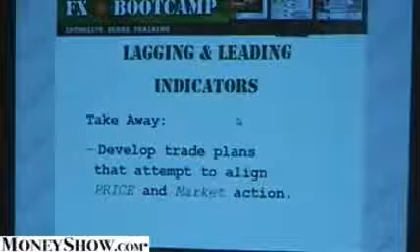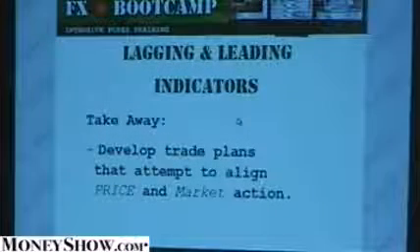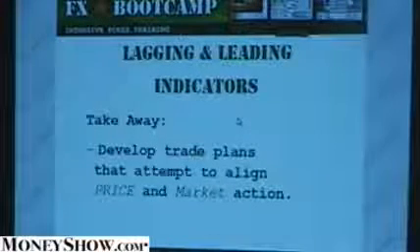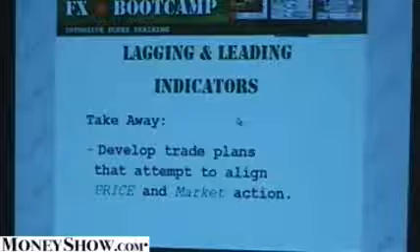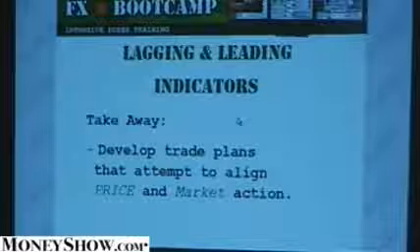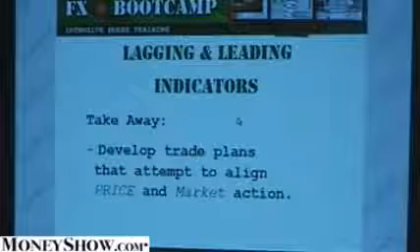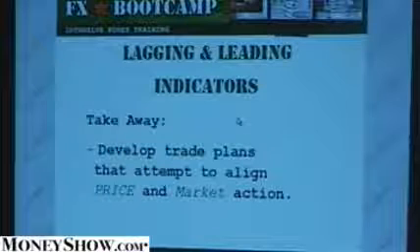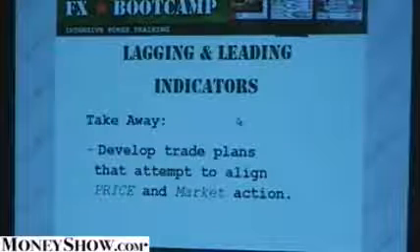Develop trade plans that attempt to align price and market action. That's what I want you to walk away with. I'm going to use moving averages to differentiate between price and market. I'm going to use oscillators to differentiate price and market. We're also going to use Fibonacci, and we're also going to use pivot points. Fibonacci being sort of support and resistance, a leading indicator for price action, and pivot points, a leading indicator for market action. So I keep separating the two, but what you want to walk away with is the idea is to align both price and market for your best odds of success.